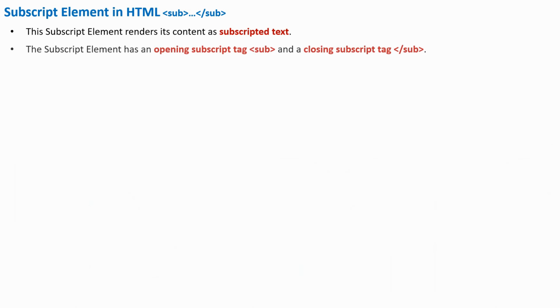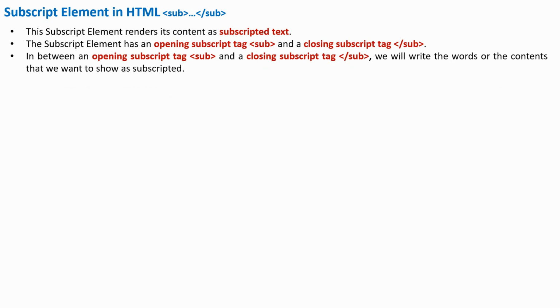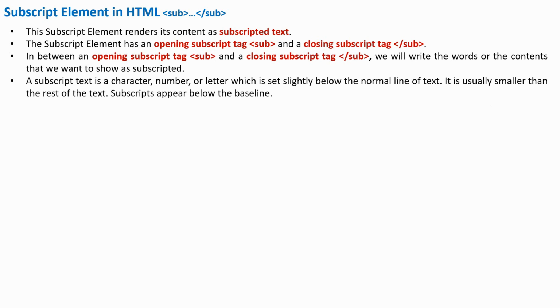So friend, let's start. The subscript element renders its content as subscripted text. The subscript element has an opening subscript tag and a closing subscript tag, and in between them we write the word or content that we want to show as subscripted. Subscripted text is a character, a number, or a letter which is set slightly below the normal line of text.